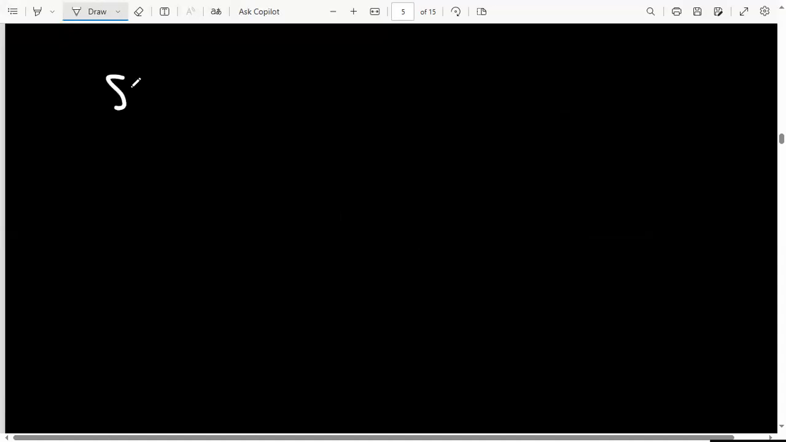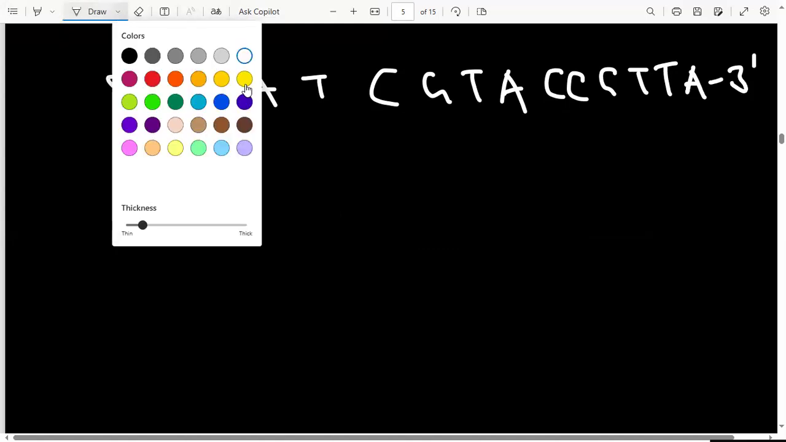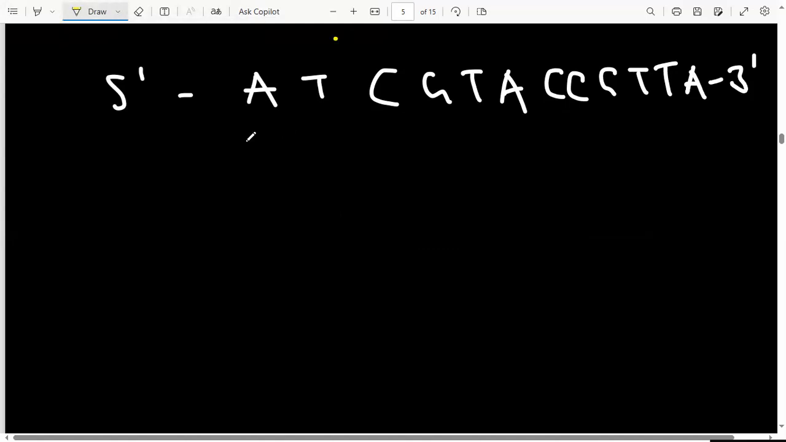So we start with 5', and then we have A, T, C, G, T, A, C, C, G, T, T, A. And then we have 3'. So we must first find the complementary DNA strand.